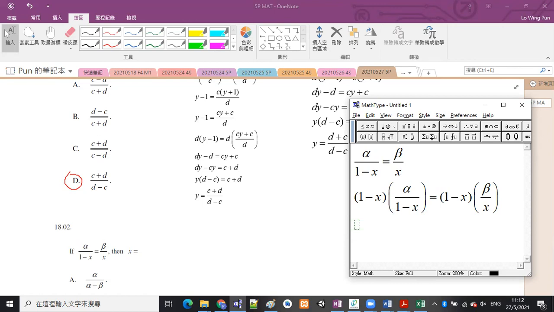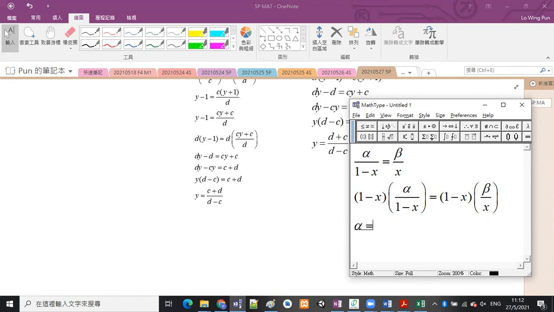For the first multiplication, this 1 minus x and that one should be cancelled by each other. So what's remaining on the left is alpha. It looks like an A, but that is alpha. Attention. Can we cancel any common factor on the right hand side? No. Did you realize that this is not a common factor, right? Because this x is connected by minus. So this x is not qualified to cancel with any other thing.